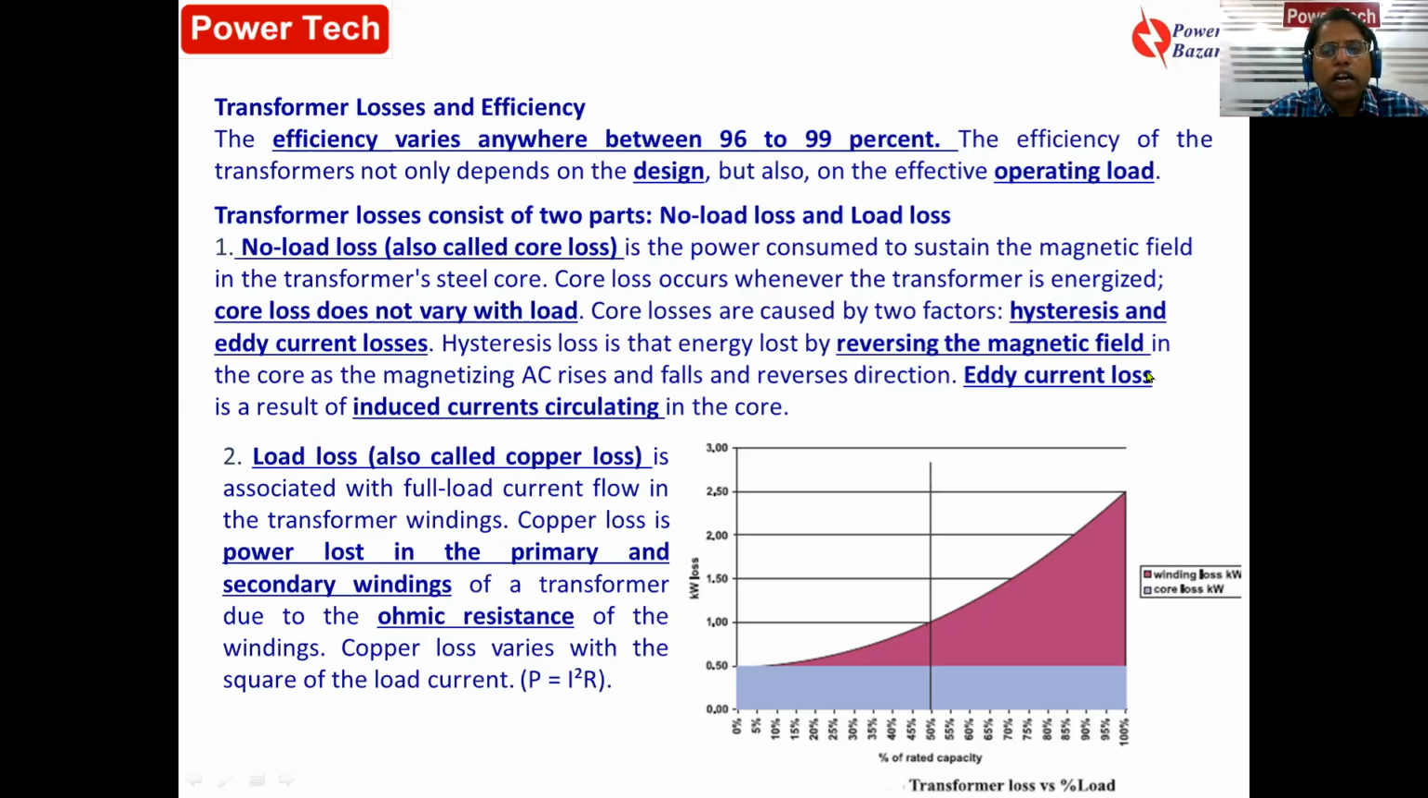So eddy current loss is due to induced current circulating in the core, whereas hysteresis loss is due to reversing the magnetic field, and it is a magnetizing loss.